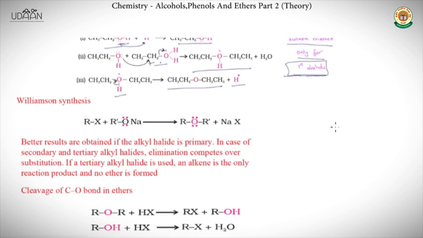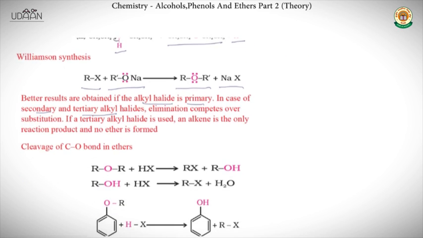Now Williamson synthesis. We use here RX alkyl halide with RONa and it gives us ROR' plus NaX. And better results are obtained if the alkyl halide is primary. In case of secondary and tertiary alkyl halides, elimination competes over substitution and hence there is more elimination and an alkene is formed rather than an ether. If a tertiary alkyl halide is used, an alkene is the only reaction product and no ether is formed. This is what I said earlier.